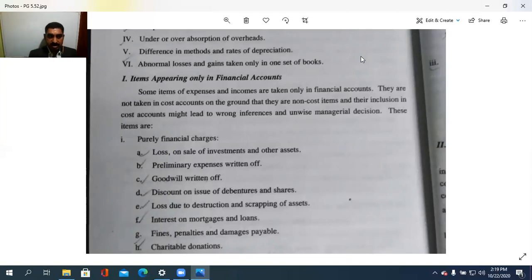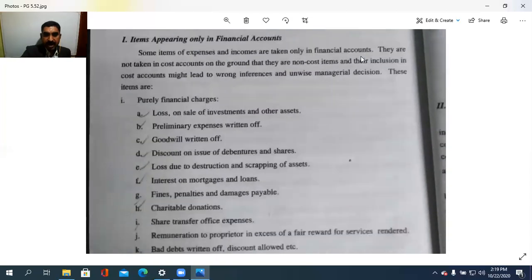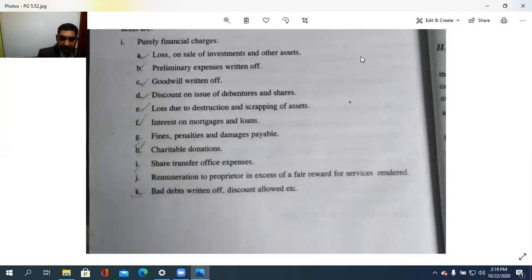So what are these? Purely financial charges include loss on sale of investment and other asset, preliminary expenses written off, goodwill written off, discount on issue of debentures and shares, loss due to destruction and scrapping of the assets, interest on mortgage and loans, fines, penalties and damages payable, charitable donations, share transfer office expenses, remuneration to the proprietor in excess of a fair reward for the services rendered.